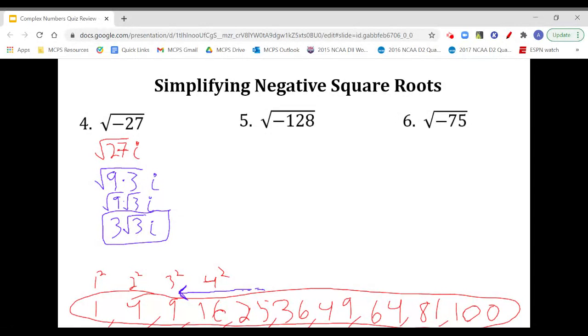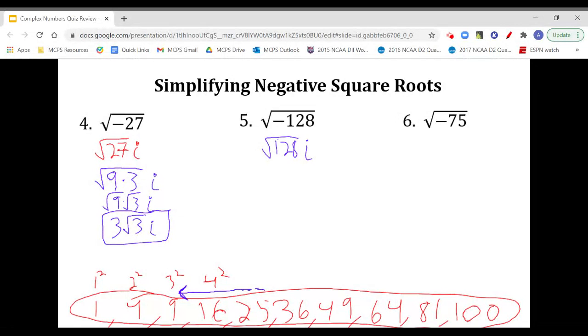Now let's move on to the next one. Again, first step here is I'm going to separate this into the real and imaginary part. So root 128 times i. Again, that negative part of the square root becomes i.